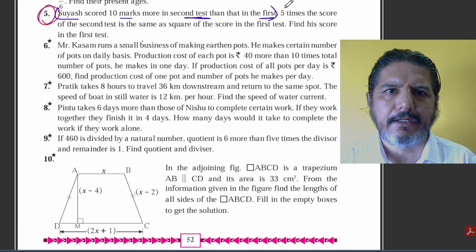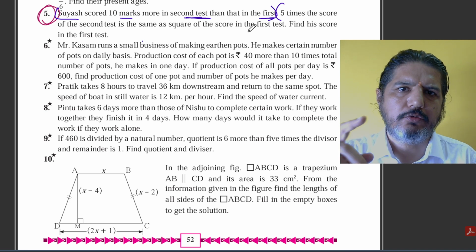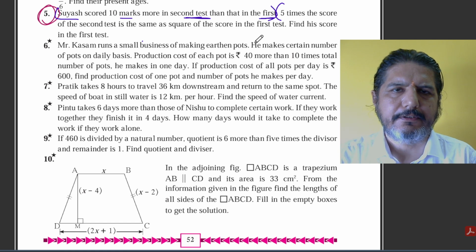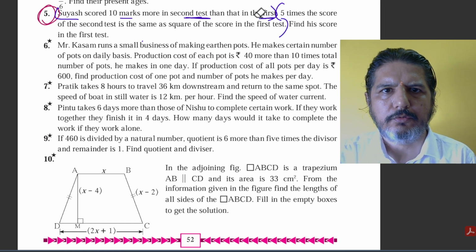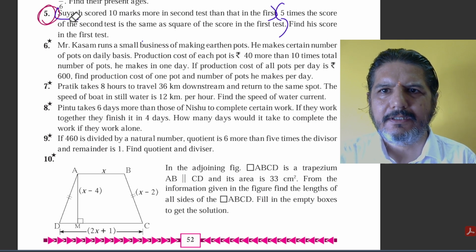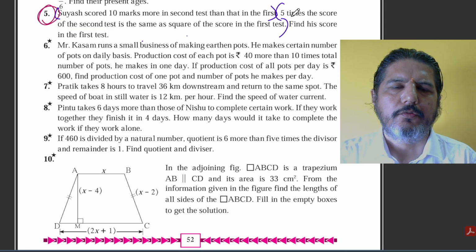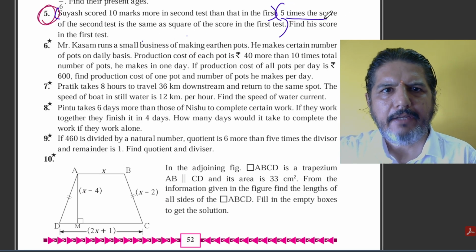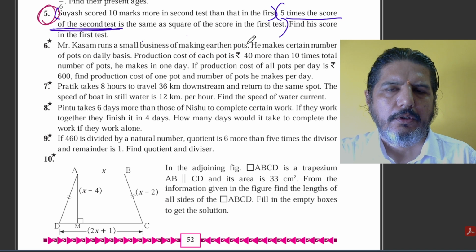Now let's go to the second line. 5 times the score of the second test is same as square of the score in the first test. Now again, this is a line which will confuse a lot of students. So we'll try to understand this as much as we can. Let's go part by part. 5 times the score of the second test is same as square of the score in the first test.